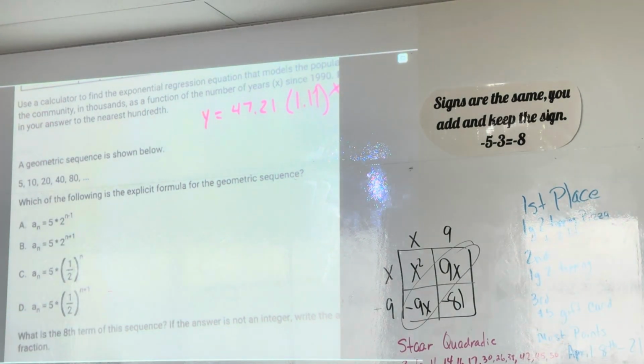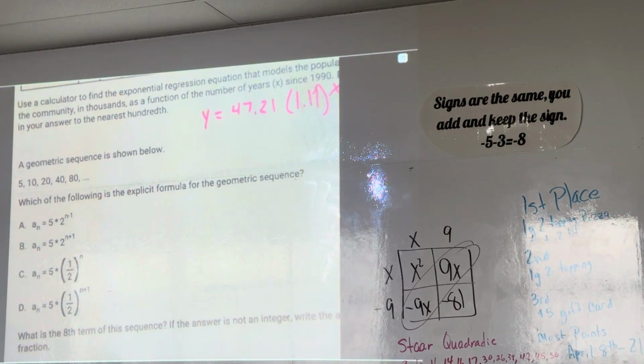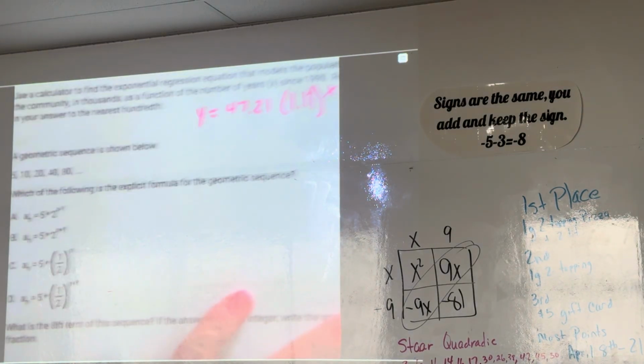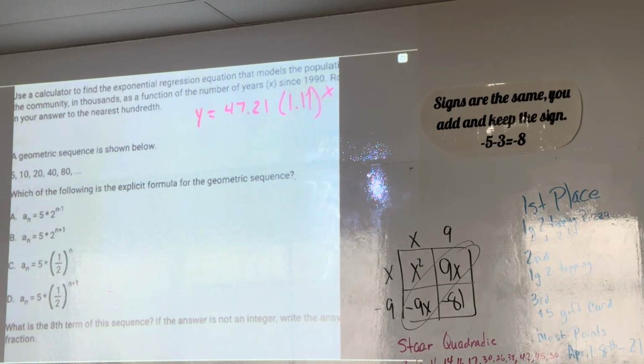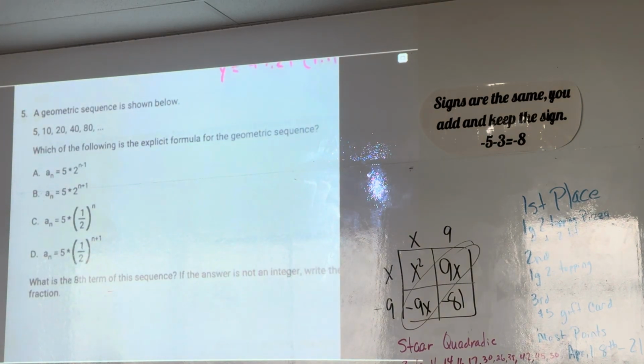Okay. Number 5 is geometric sequence. So you have 5, 20, 40, 80. What'd you do to get there? You're doubling. Okay, so which 2 can I probably omit? C and D. So A and B, which one do you think? A. Okay. So why A? Because n minus 1.